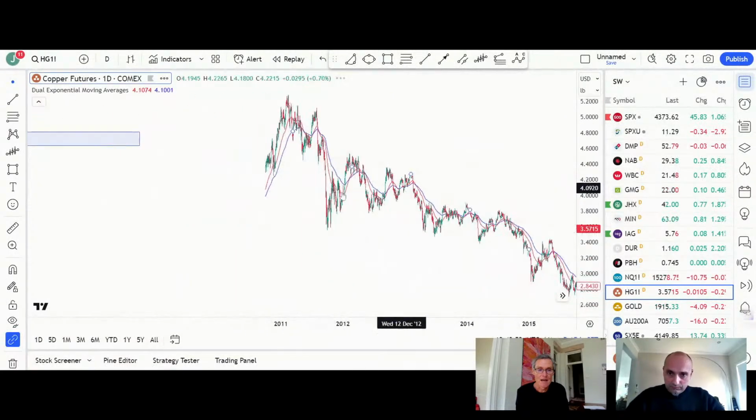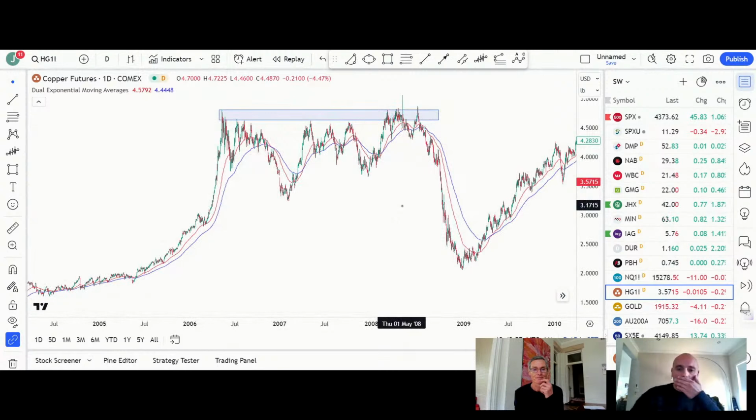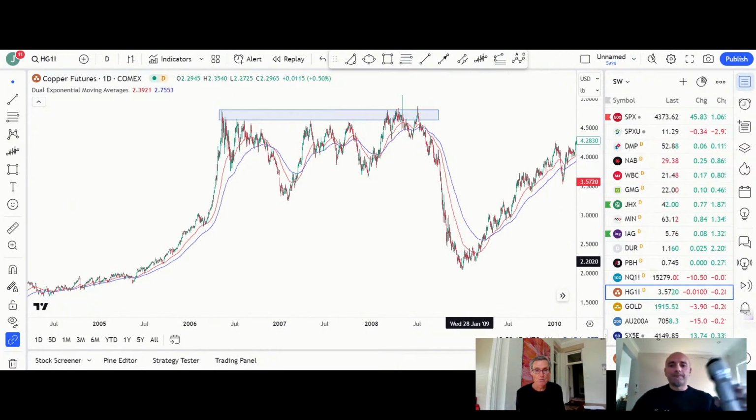Now, let me just go, I've got to go back a little bit further on this. So this is a good example in copper. You could call this possibly a double or a triple top, but there's certainly a whole lot of overhead resistance you can draw in. And this is where the supplies come onto the market, and it has been a significant reversal. We've had a large sell-off afterwards.